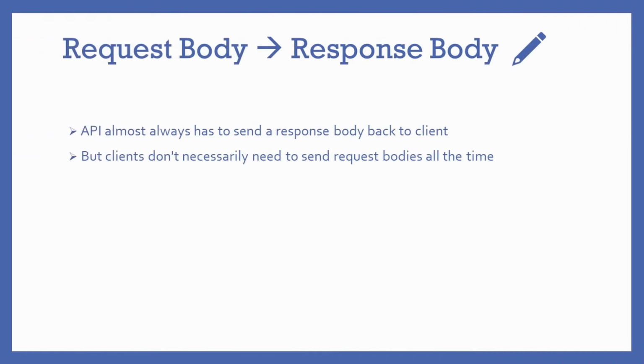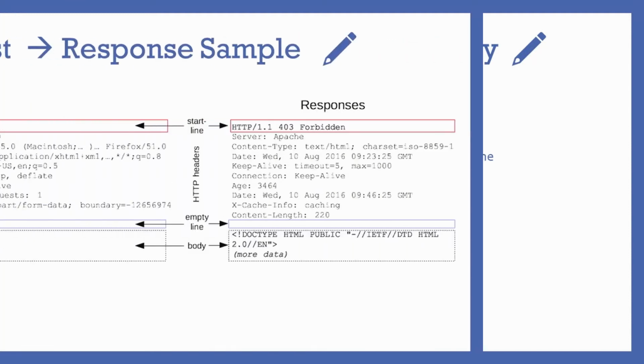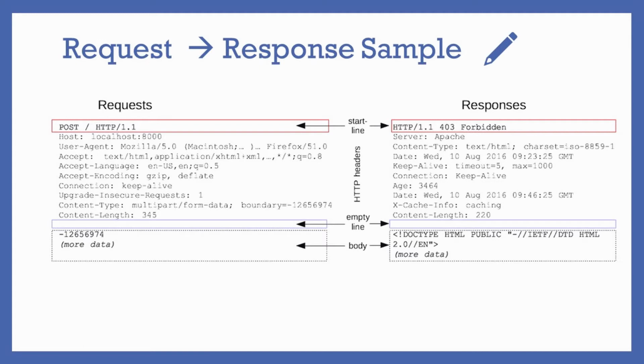Similar to the request body, we have a response body as well. And you can imagine what it is. It is the response content that is sent back from the server by the API to the client. Your API almost always has to send a response body, but we know that the client doesn't necessarily need to send request bodies all the time, as the client sends it only for POST, PUT, or PATCH types of requests. From the picture shown on the screen, you can see how a request and a response share a similar structure and are composed of a body.